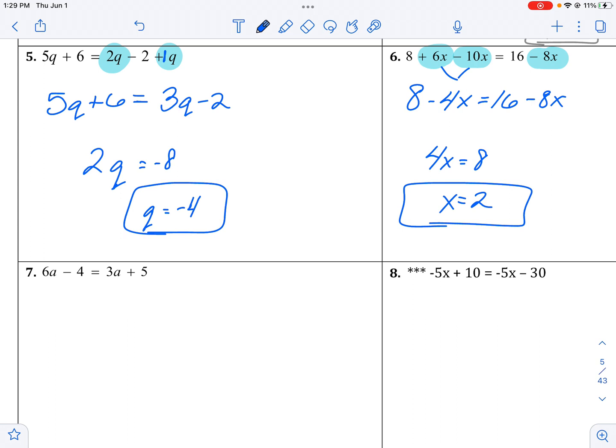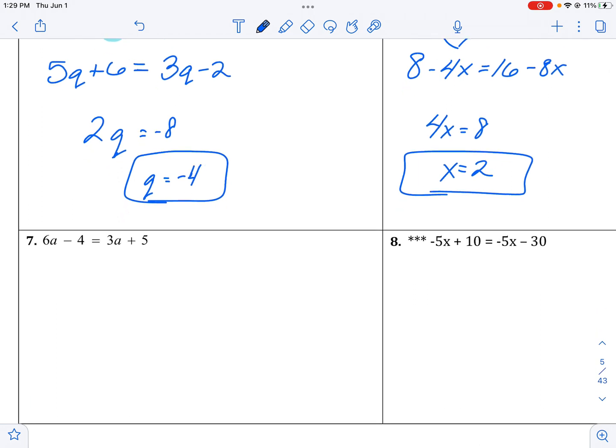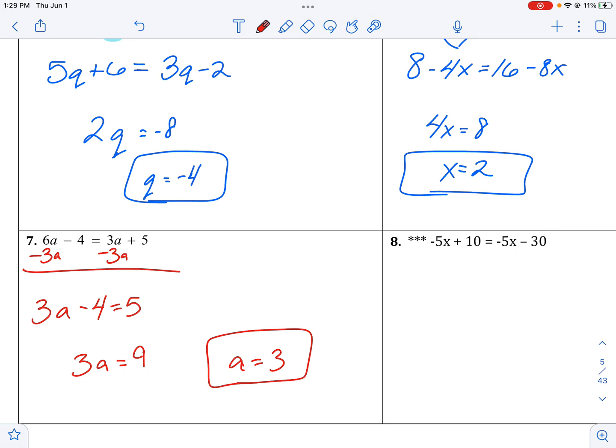Now 7 and 8 are a little bit weird. 8's the weirder of the two for sure. When I go to simplify these, I'm going to undo the smaller variable term to avoid some negatives. So 3a minus 4 is 5, or 3a is 9. So a would have to be 3.